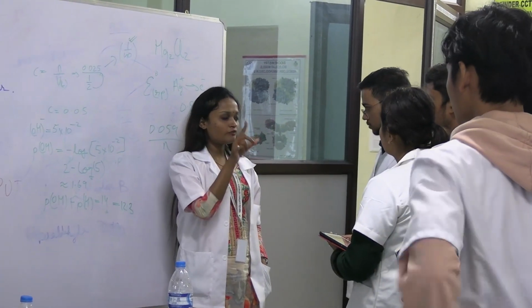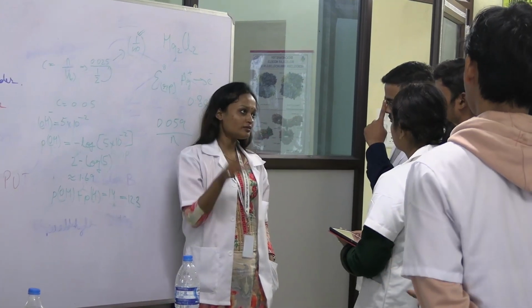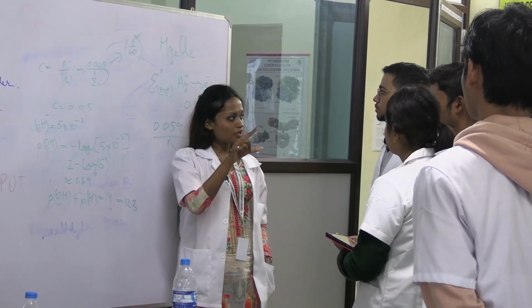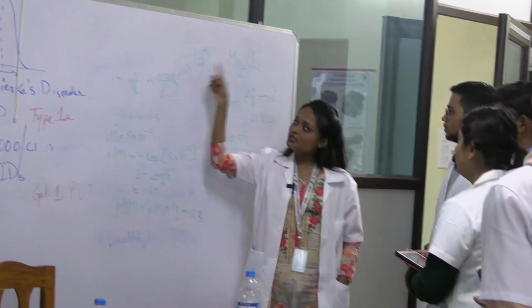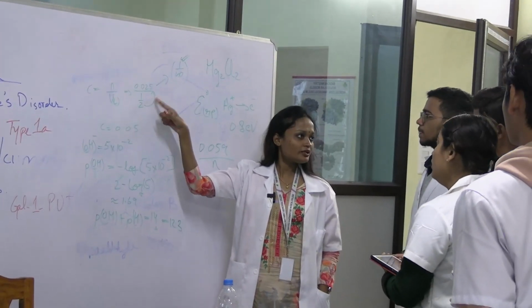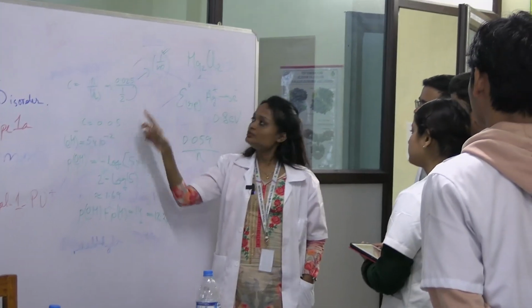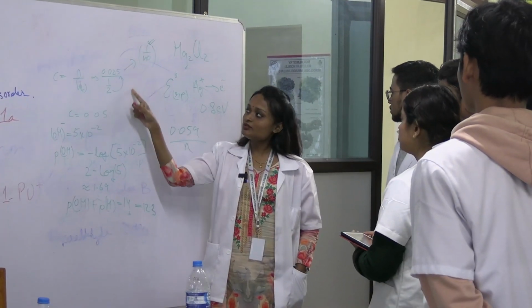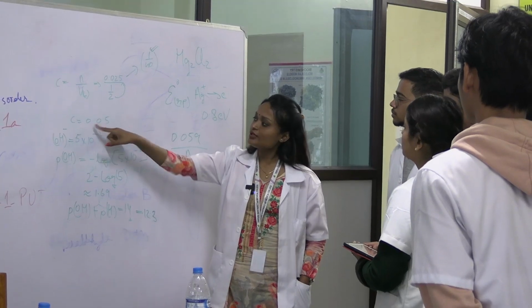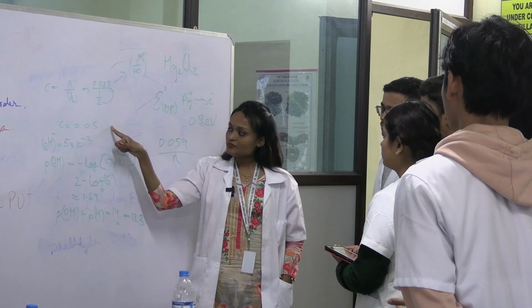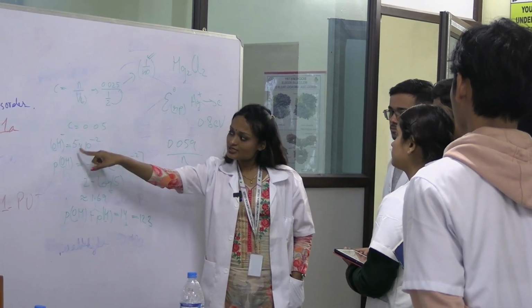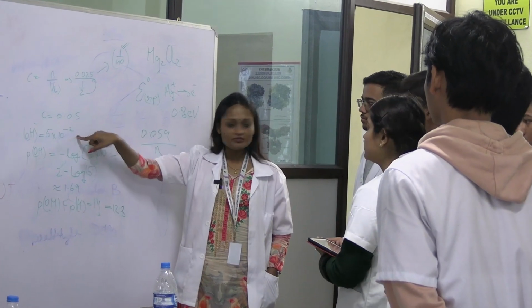So the weight is 1 gram divided by the molecular weight 40. 1 by 40 equals 0.025, divided by the volume, 500 ml, which in liters is half. 0.025, then 2 comes in, so 0.05. Concentration equals 0.05, which we can write as 5 into 10 to the power minus 2.